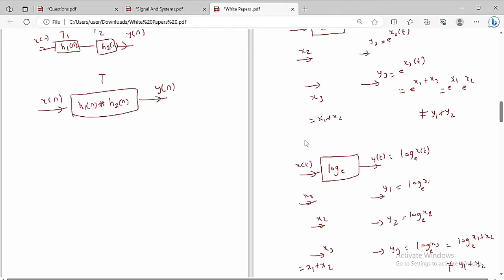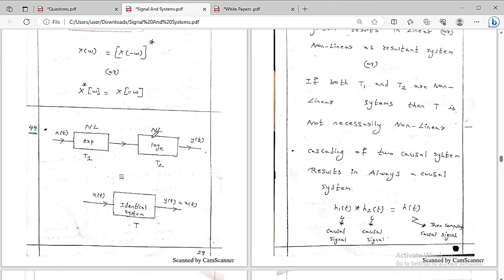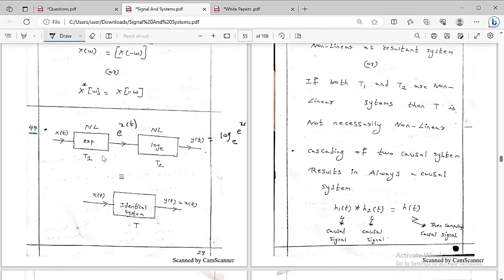Whenever system 1 is a non-linear system and system 2 is also a non-linear system, and I cascade them, then what is going to happen? Now we will see. I have proved that both systems are non-linear. For the first system, if the input is x of t, what is the output? e to the power of x of t. For the second system, the output is log with base e of the input, and the input is now e to the power of x of t. If you simplify, x of t is going to come outside.